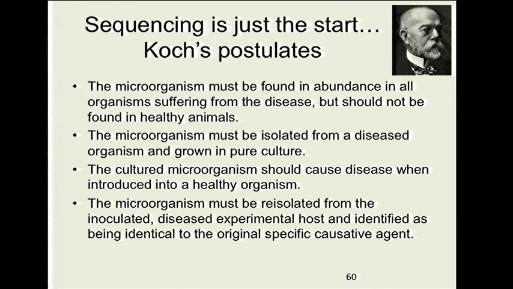If you want to talk about a microbe being associated with a disease, then historically you should satisfy Cox's postulates: that the microorganism is found in abundance from organisms suffering from the disease, but not in healthy animals. You should be able to isolate it in culture and then transfer it into a healthy organism and recreate the disease. It's not clear to me that when we now start to think about microbiome, that it is going to be individual organisms.